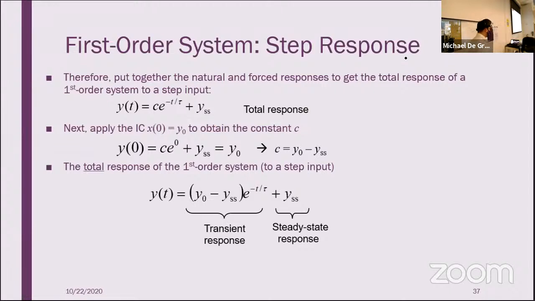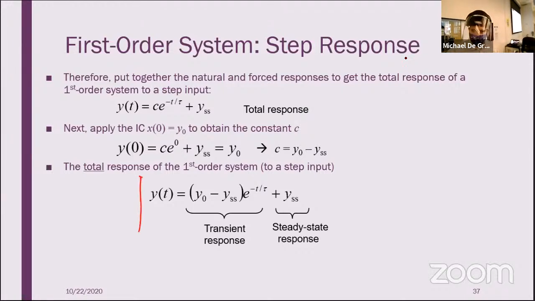So we can put these two things together, because we want the total response. We know the natural portion is an exponential. We know the final or steady state portion is the particular solution. We can add the two together. If we evaluate this at our initial conditions, where y of 0 is equal to y naught, we can figure out what c is here. C is going to be y naught minus y steady state. So we can rewrite our total solution right here.